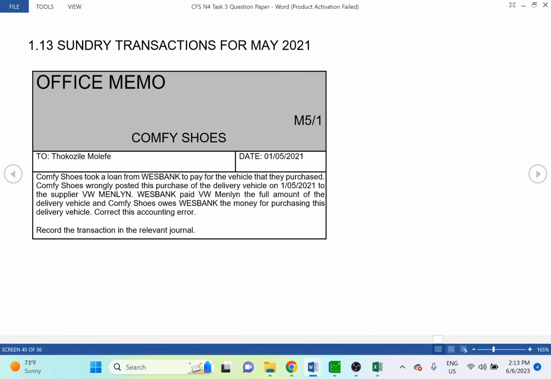Done with our cash books and bank reconciliation. So we're going to start with our Sundry Transactions for May 2021. On your question paper, it's 1.13.